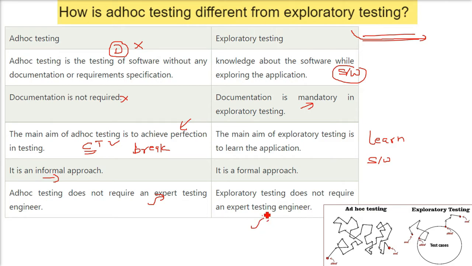Exploratory testing also does not require an expert testing engineer, because this is a learning curve. Anybody can do exploratory testing. It is just learning about what is happening in the software through testing. So this is the difference between ad hoc and exploratory testing. This is the way exploratory is. This is the way. Oh, from here, oh, this is a new way. So we start learning.